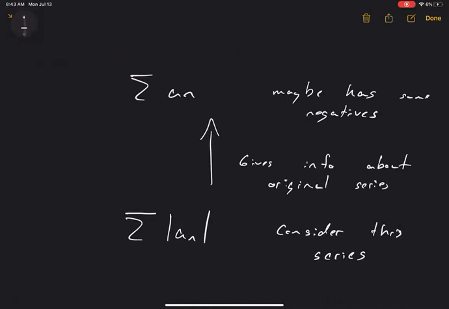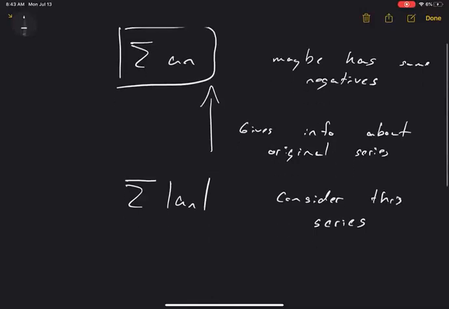Okay, so this is the little graphic I would draw. We're starting with this series. Maybe it's got some negative terms, maybe not. We consider that series of absolute values, and we figure out if this thing converges or not. That gives us information, it kind of sends information back this way. It tells us information about our original series.